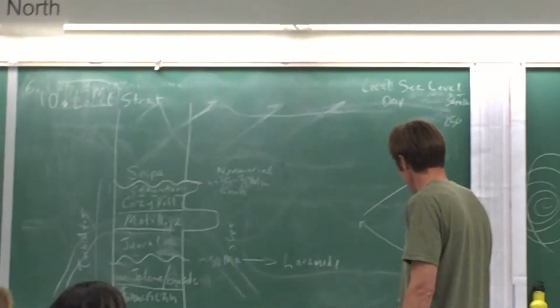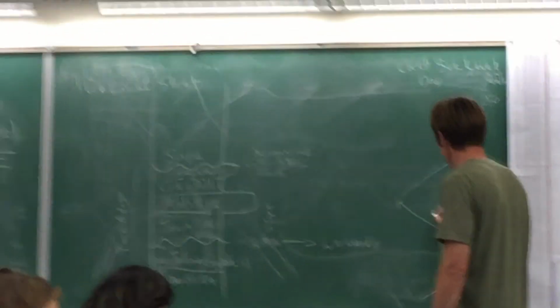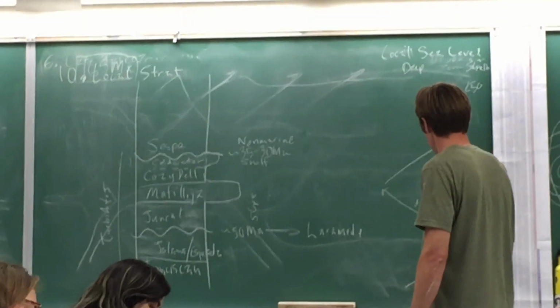Okay, so we go shallowing, deepening, shallowing. All right, and so why do we shallow going up into the Sespe? What's starting to happen at about 30 MA in those map views we drew?